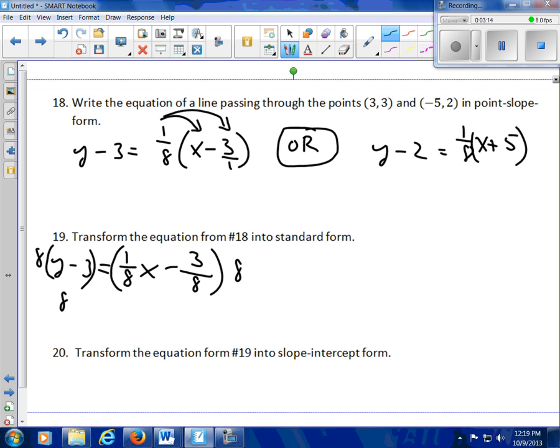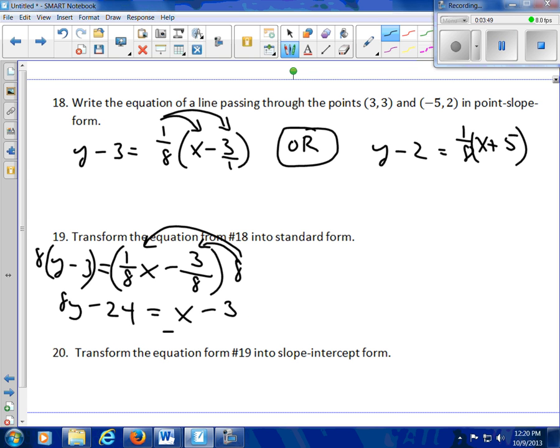8 times y gives me 8y. 8 times negative 3 is negative 24. In this case, 8 will cross cancel when I multiply the 8 times the 1/8. So 8 will go into 8 one time. 1 times 1 is going to give me 1x. And then again, 8 will cross cancel when I multiply it times 3 over 8. 8 goes into 8 one time. 1 times negative 3 is negative 3. So that leaves me with 8y minus 24 equals x minus 3.